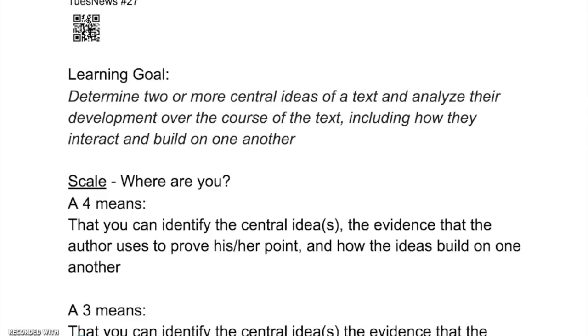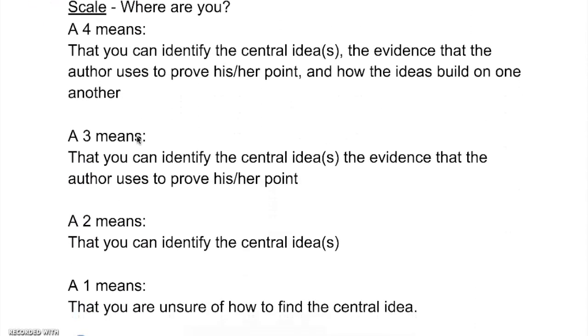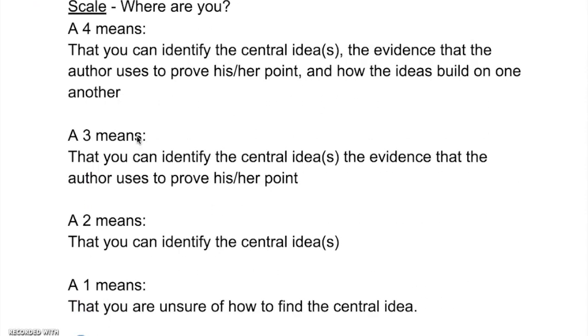Hello and welcome to Tuesday Newsday number 27, where our learning goal is to determine two or more central ideas of a text and analyze their development over the course of that text, including how they interact and build on one another. At the end of today's lesson, you will be asked to rate yourself on a scale of 1 to 4. If you're at a 4, that means you can identify the central idea or ideas and identify the evidence that the author uses to prove his or her point, and you're able to identify how the ideas build on one another.